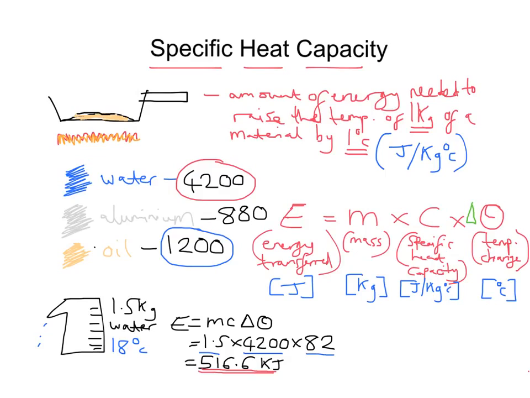So just to recap, it's the amount of energy needed to raise the temperature of 1 kilogram of a material by 1 degree Celsius. And we use the formula E equals mc delta theta to work out how much energy is transferred. And you can rearrange that equation to calculate a value for C separately, or to work out a particular temperature change, for example. So that's a little bit on specific heat capacity. Hope all that helps.